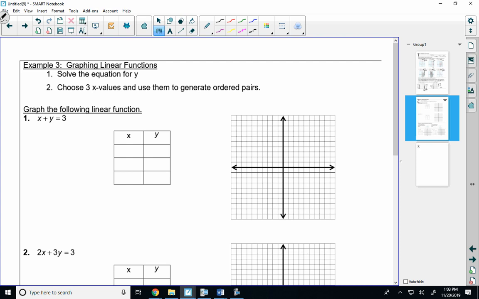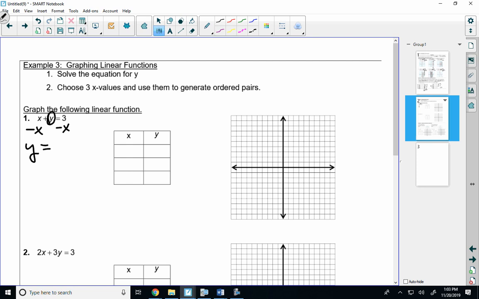Okay, next one. Now, instead of just graphing right off the bat, we have to solve for y first. We've done this before, but before we do our input-output table, we have to solve for y. So you circle the variable you're trying to get by itself, which is y, and you look at that equation and go, okay, I have to get x to the other side. Well, if it's a positive x, I have to subtract x.